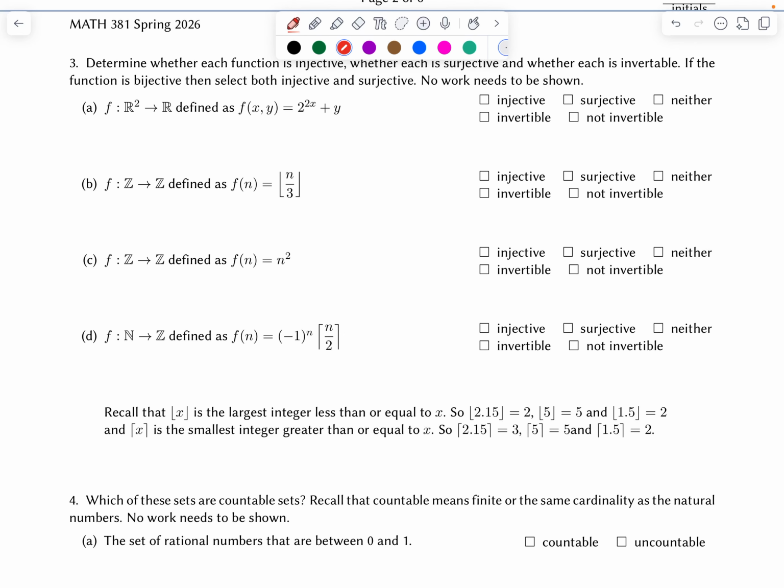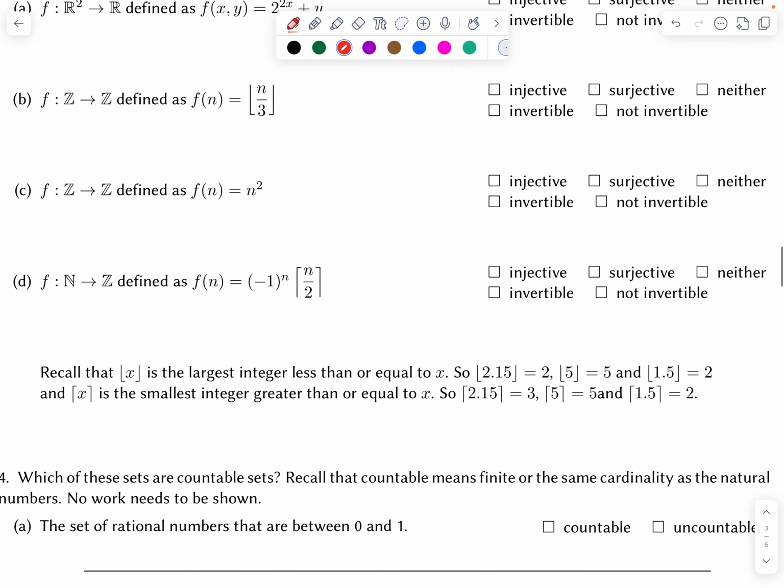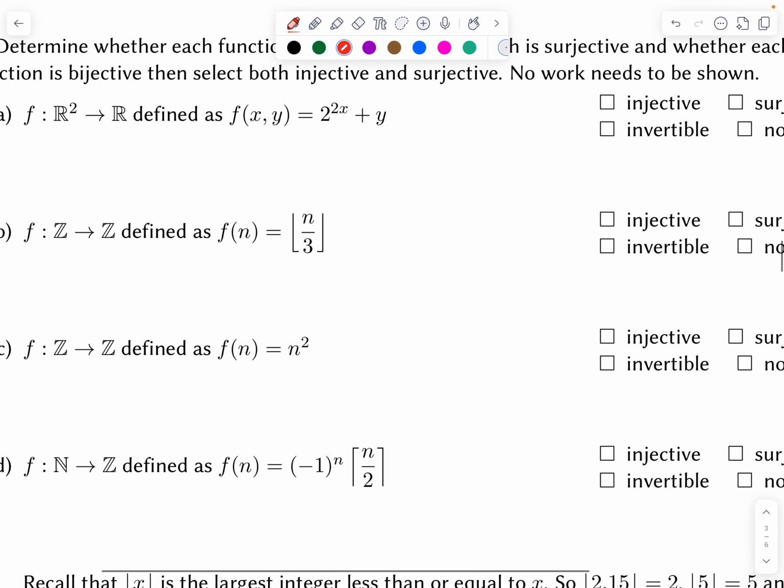Okay, there's a lot going on this particular page, so let's just talk through it real quick. Injective, surjective, and then invertible. So you have three things that you're trying to check for each of these functions. First things first, the injective bit is probably the easiest to deal with. So in this first one, basically all you need to do is find two.